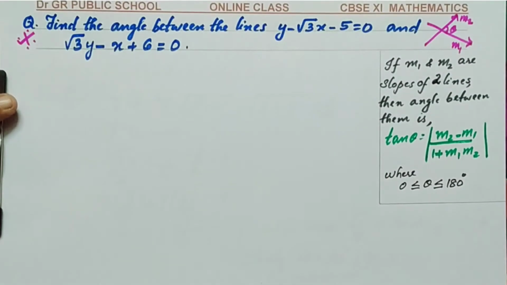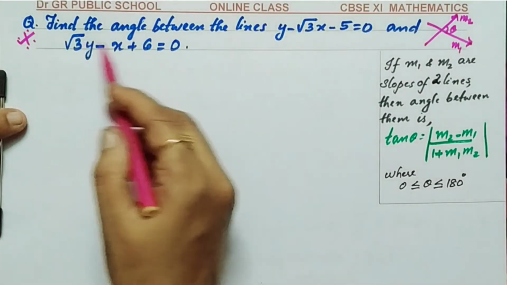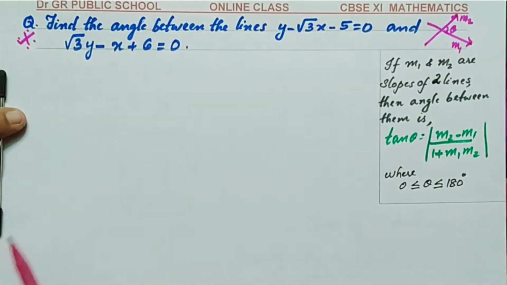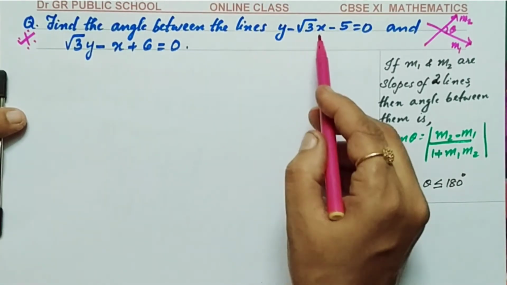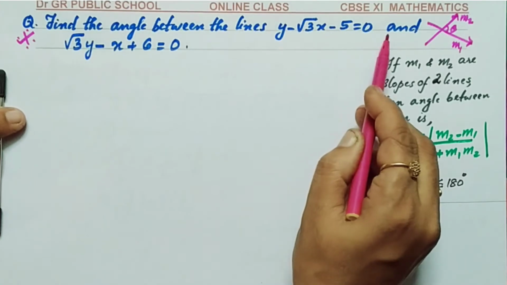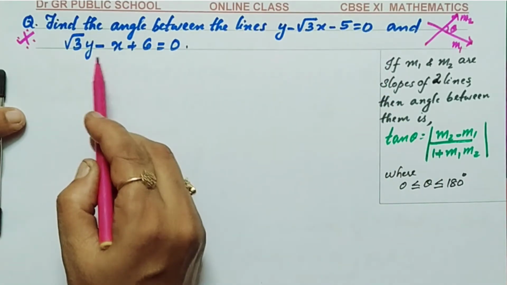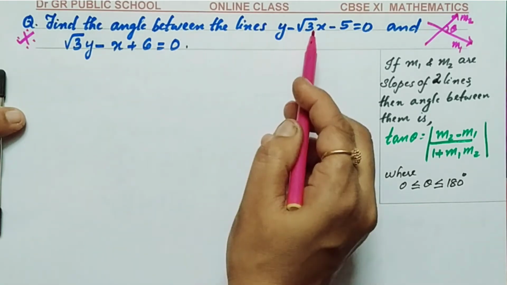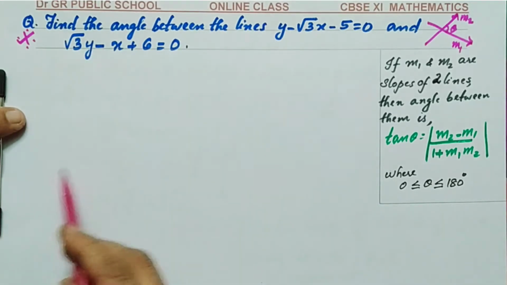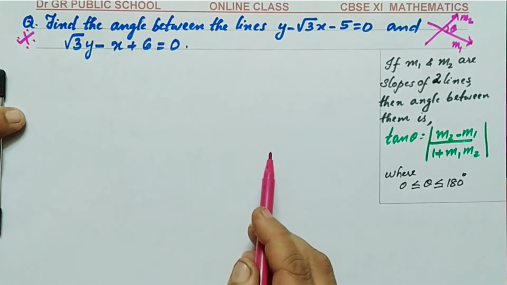And next is a very important question. You need to find the angle between two lines. Find the angle between the lines y minus root 3x minus 5 equal to 0 and root 3y minus x plus 6 equal to 0. You are given two lines in the standard form, and you need to find the angle between them.